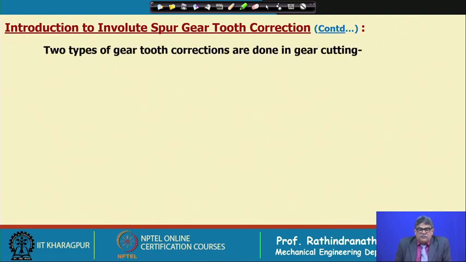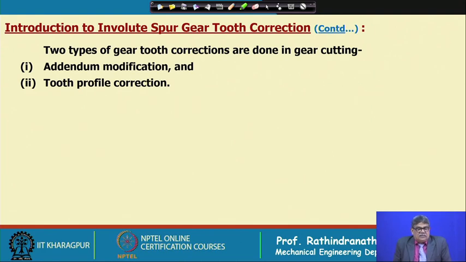Now, two types of gear tooth corrections are done in gear cutting. One is the addendum modification and the other is tooth profile correction. First of all, addendum modification means that we increase or decrease the addendum as well as we shift the profile. In tooth profile correction, the profile itself is made slightly non-involute, in such a way that after deformation it will become close to involute. But that is not easy, because deflection will be load dependent. So, profile correction is usually given to give better life, and that is not an easy task.